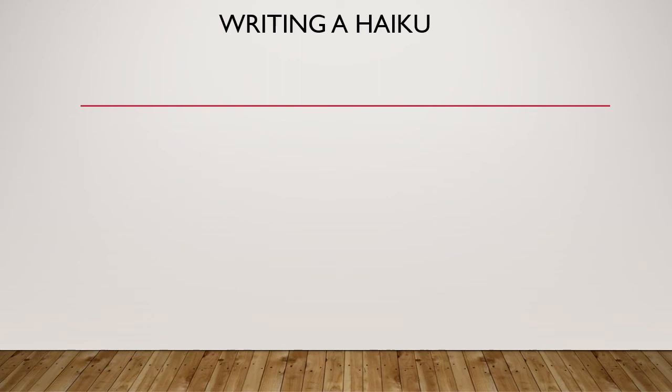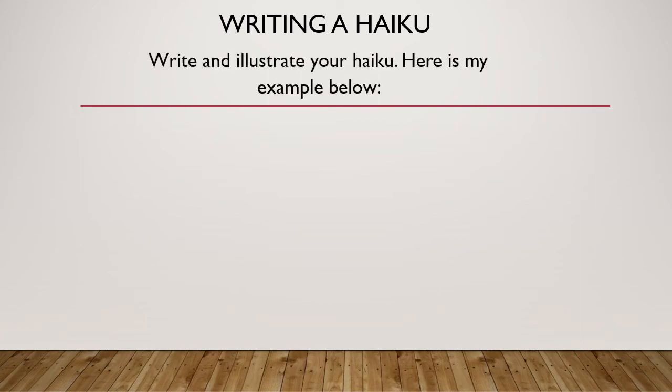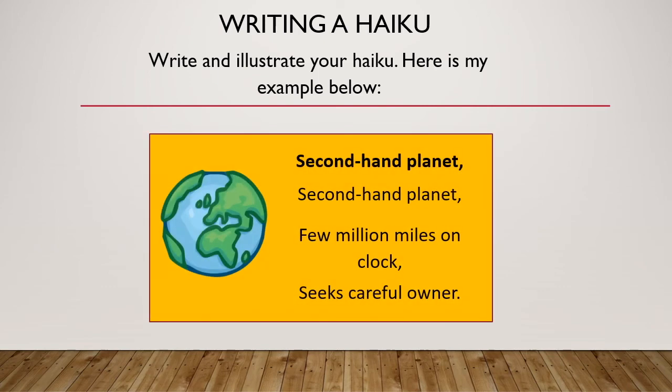Once you've got your ideas, it's time to write your haiku poem. Remember the structure. 5 syllables in the first line, 7 in the second, and 5 in the third. Use the hand below your chin technique to help you count the syllables. Once you've done this, you could do a little illustration to go with your haiku. This is my example below.